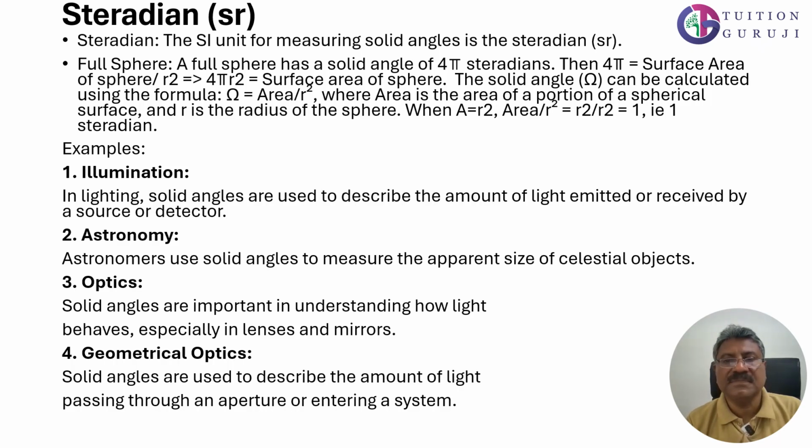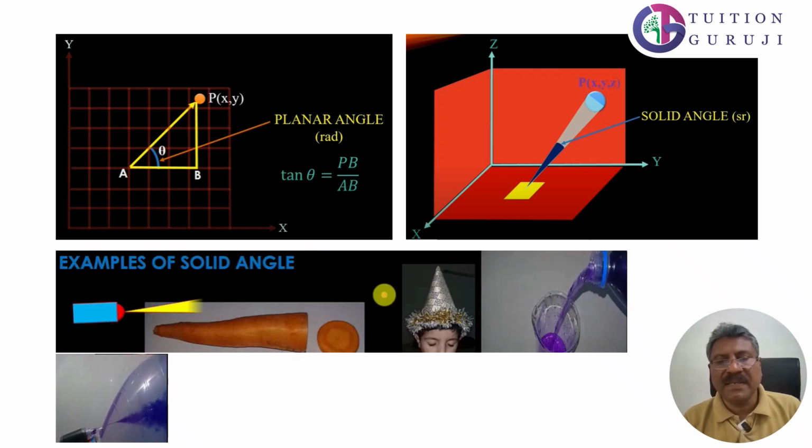We know that the plane angle is a two-dimensional figure, whereas the solid angle is a three-dimensional figure. Some examples of solid angles are the light emitting from a torch, a birthday cap, the liquid poured from a bottle into a glass, the colors injected into a balloon filled with water, or a carrot. All these things are examples of solid angles.